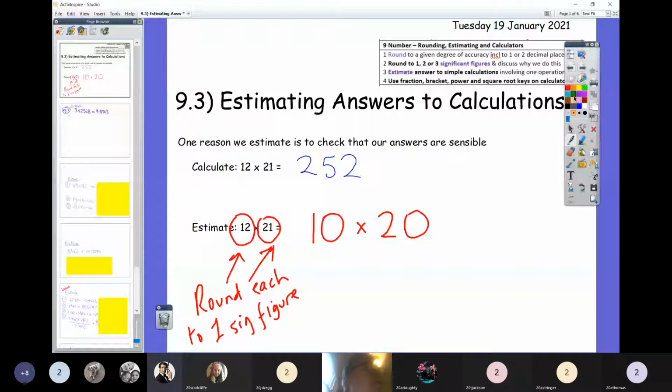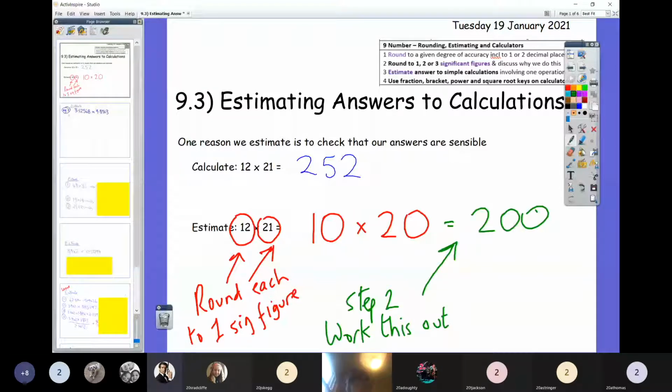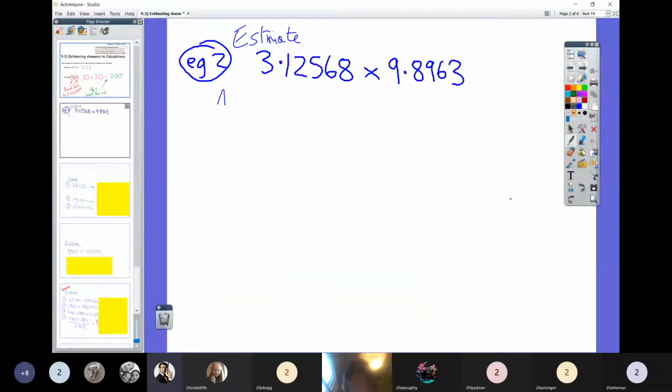So again, I'm just going to wait for that to come through before I move on to the next slide. Gosh, it's a very big lag at the moment, isn't it? There we go. It's finally come through. So step 1 in red, we rounded each of the numbers to one significant figure. And then step 2, we did the maths. 10 times 20 is 200. So I'm just moving on to a second slide. Here we go. It's sped up a little bit.